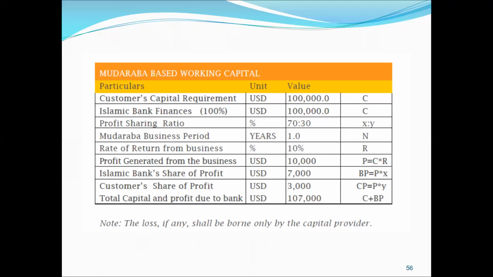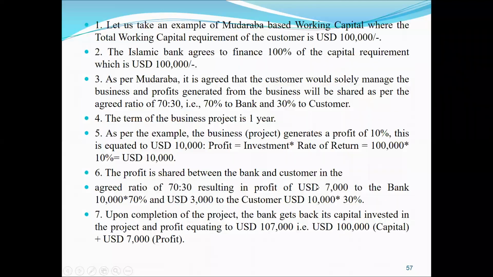But eventually, at the end of the project, when the project is completed and the profit is generated and realized, then you have to return to me $100,000 as the initial principal that I gave you, plus $7,000 as the profit we earned. If a loss takes place in this project, it will be borne by the capital provider. Who is the capital provider in this case? The Islamic Bank. Okay, this is the mechanics of how it works.